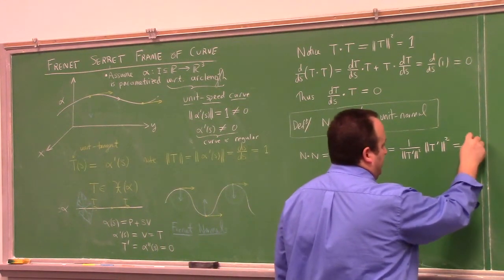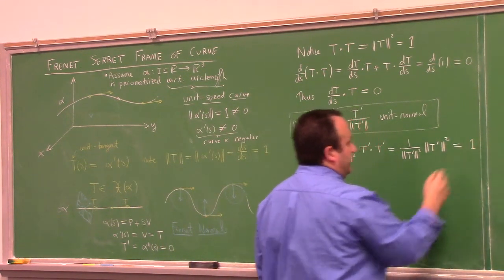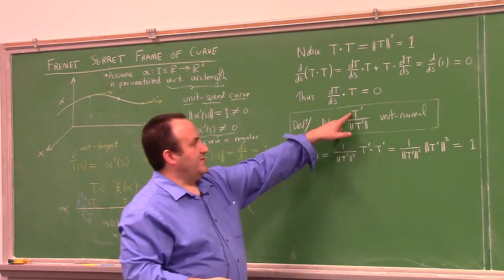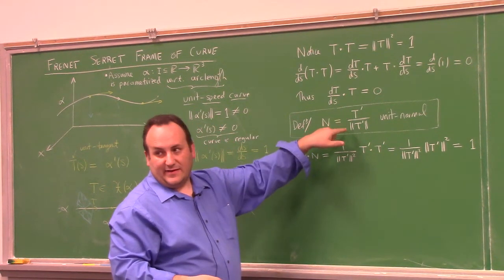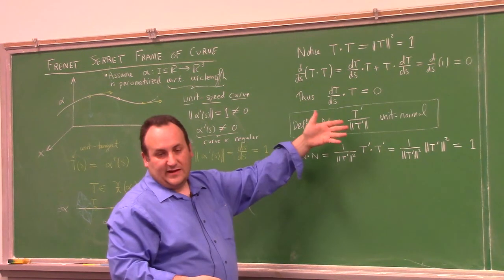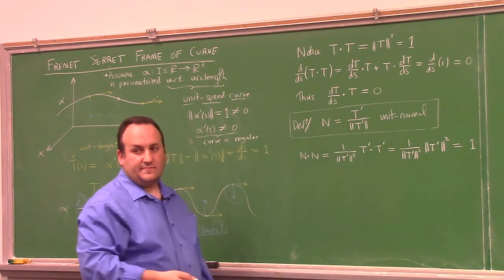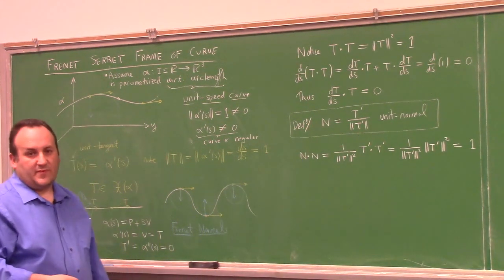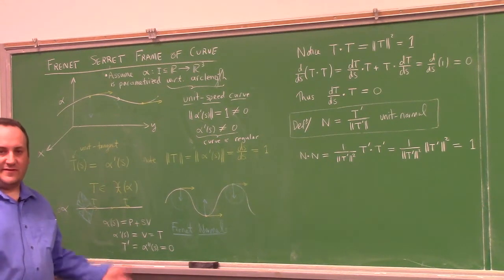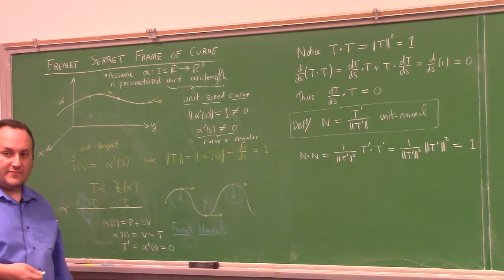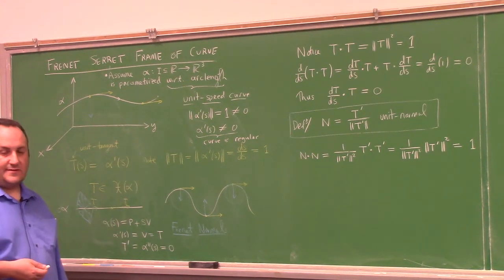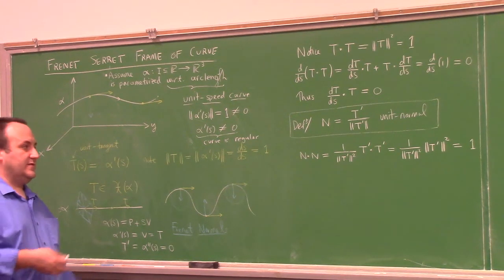Look at the definition. The definition of the unit normal, what I did was I took the derivative of the unit tangent and I divided by the length. That's our standard technique to create a unit vector, right? Remember Calc 3, this is how we create a unit vector. You take any vector you like, you divide by its length, it's a unit vector. That's what I did, and that's why that happened. So great, n dot n is 1.